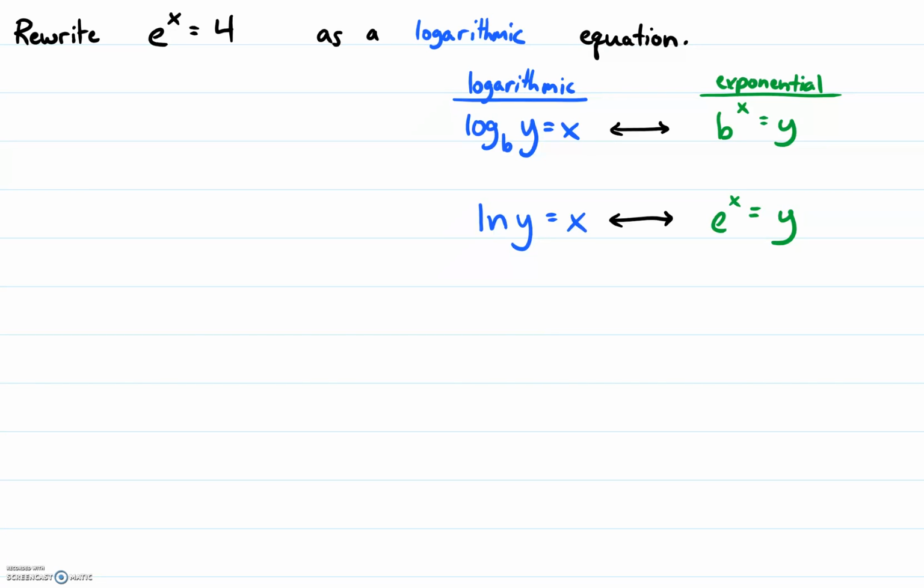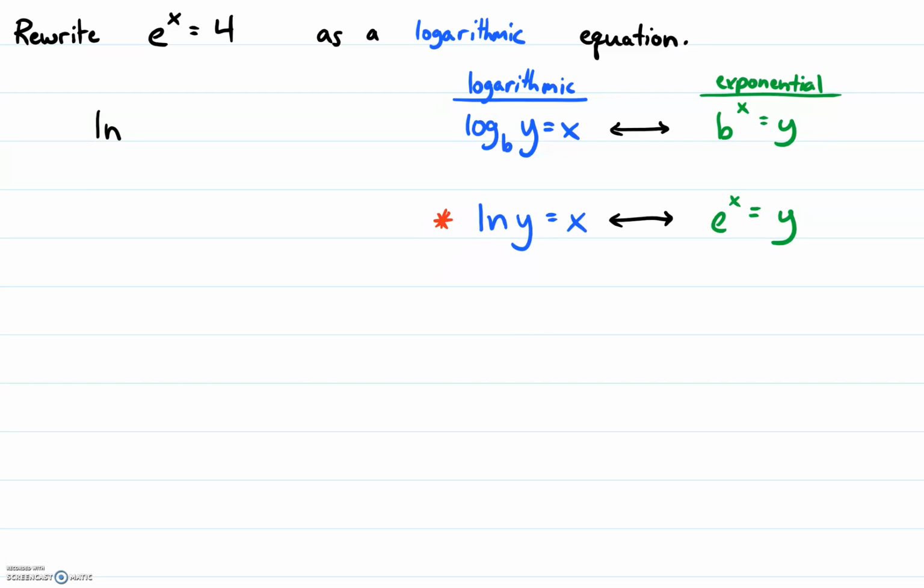We have e to the x is equal to 4. So anytime you have a problem dealing with a natural log, the ln, or an e, we know we want to use this second line right here. And all we're doing is just rewriting, or rearranging, the letters and numbers in this particular problem so that it satisfies the logarithmic equation. So we know we're going to have a natural log, or an ln. And notice in the ln, all we have is ln y equals x.